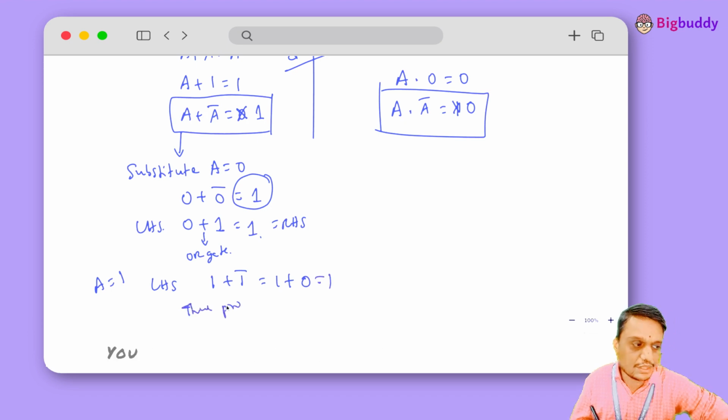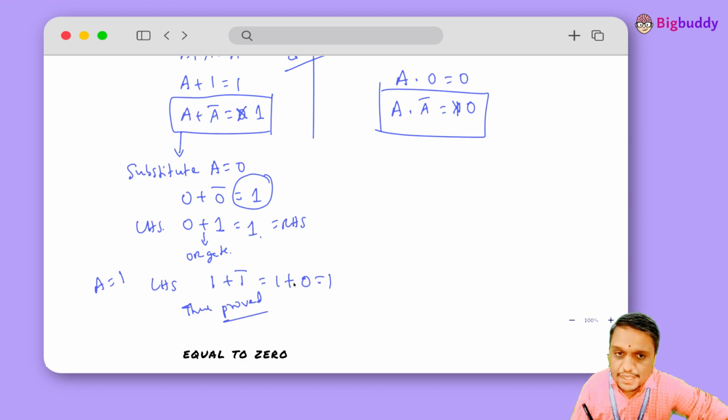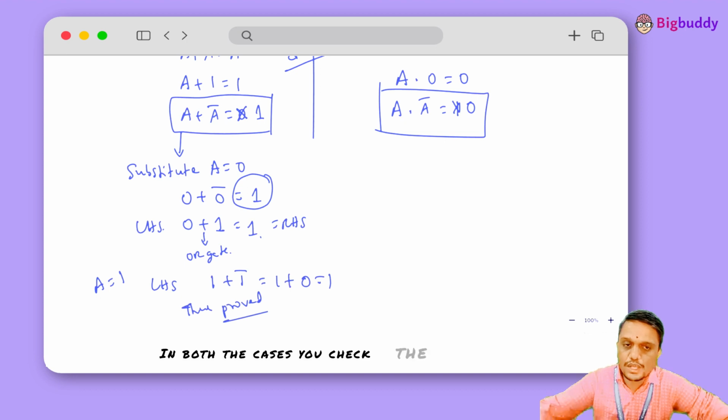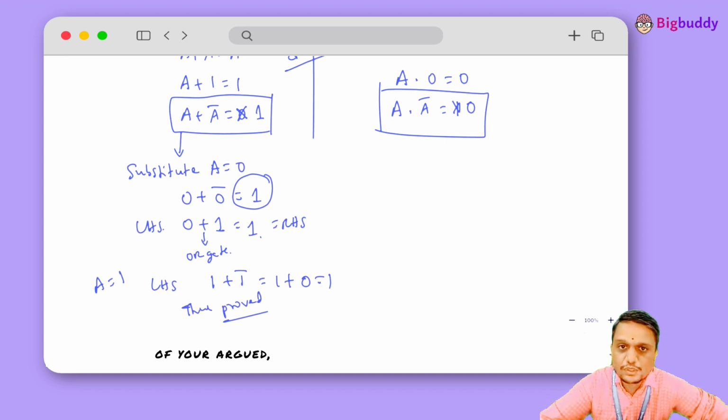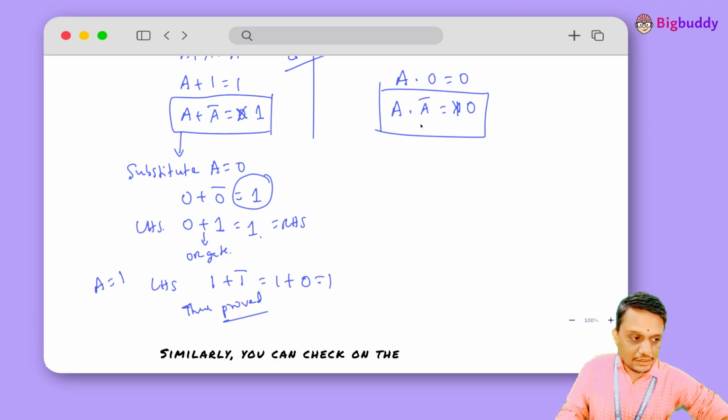It is very easy. You just need to substitute the values A is equal to 0 and A is equal to 1. In both cases, you check against the truth table of your OR gate, and it should be appropriate. Similarly, you can check the other side also.